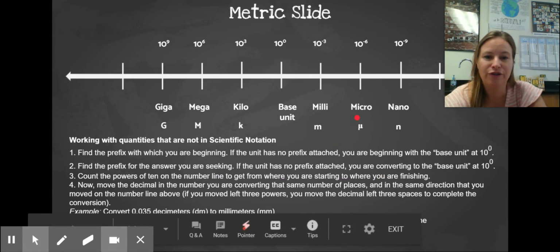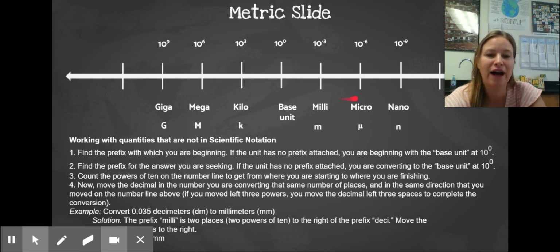If we were going from micro to milli, so let's say I had 5 micrograms, how many milligrams is that? We are moving from 10 to the negative 6th to 10 to the negative third. I'm moving 3 powers of 10 to the left, so I'm going to move 3 decimal places to the left. So if I said 5, the decimal would be after the 5. I'm going to move it back 1, 2, 3, and I would get 0.005.